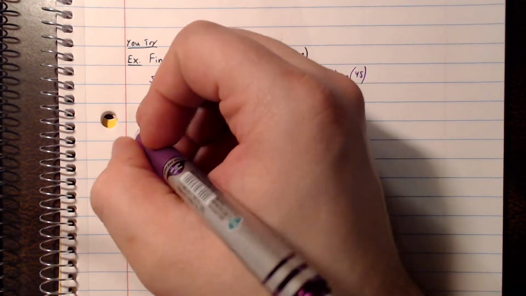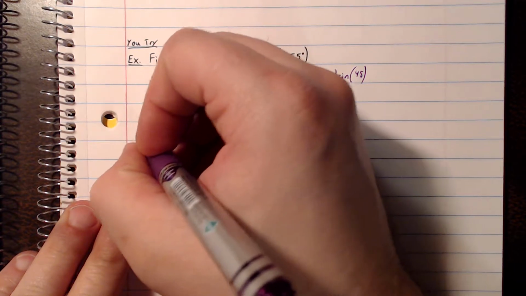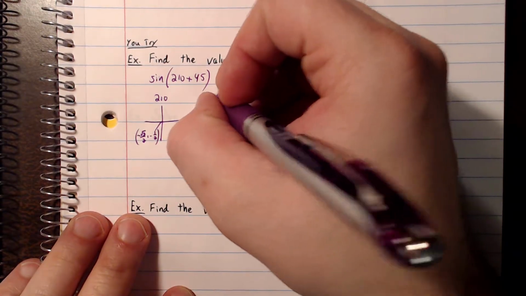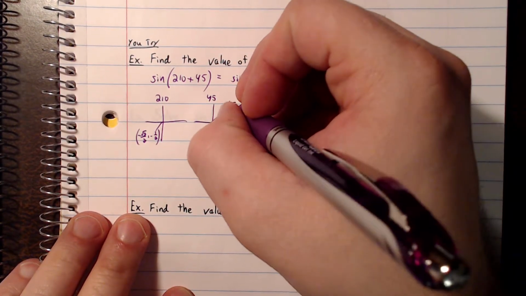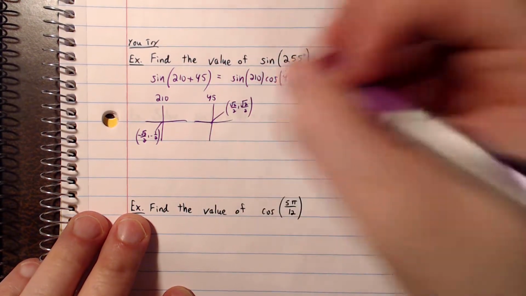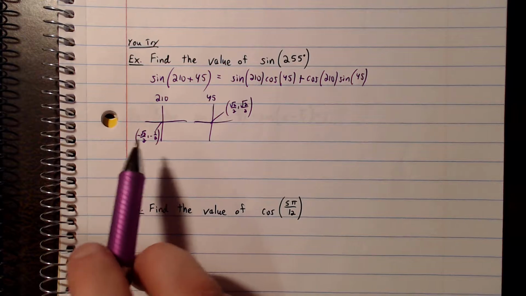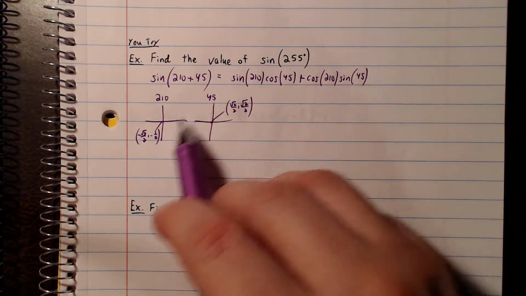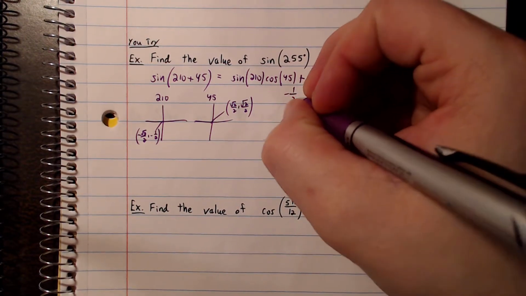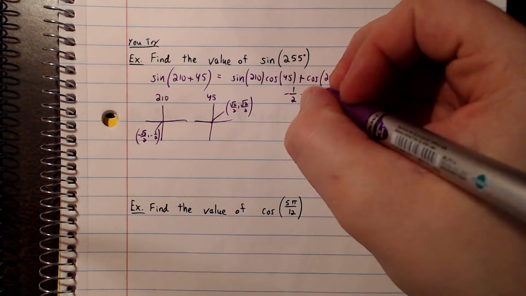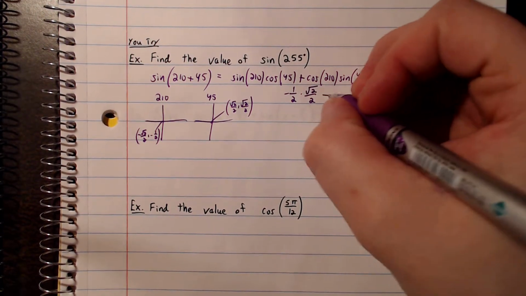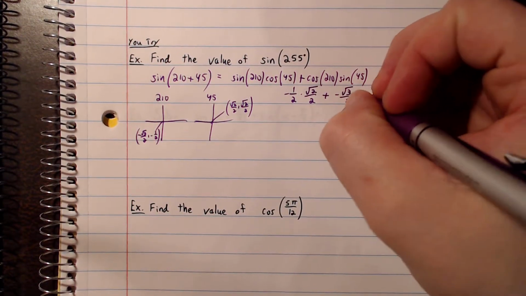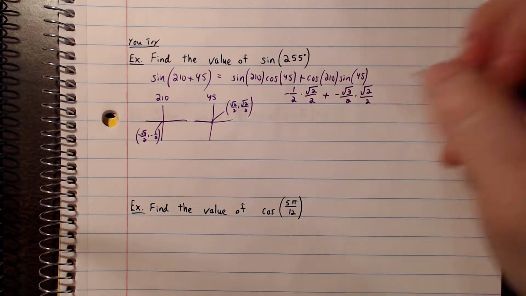210 gives us negative root 3 over 2 and negative 1/2. Cosine, sine. 45, we worked with this one a bunch already. It's going to give us root 2 over 2 for both. Okay. That's really tiny. I know it's kind of tough to see, but I know exactly what that says, right? Sine, which is y of 210, is negative 1/2. Cosine of 45 is root 2 over 2. Cosine is negative root 3 over 2 times sine, which is root 2 over 2.